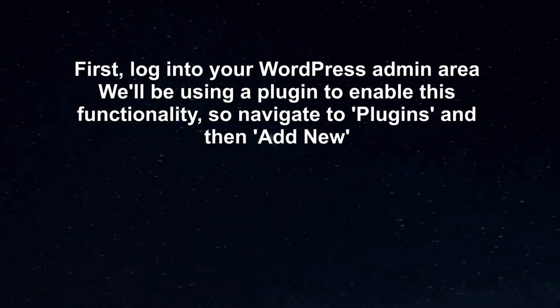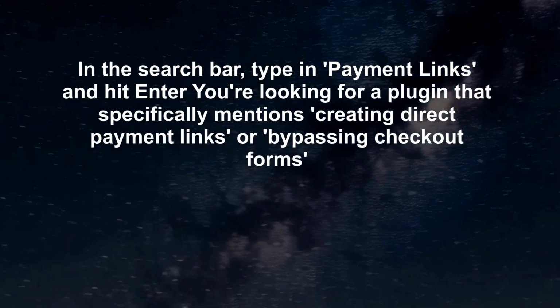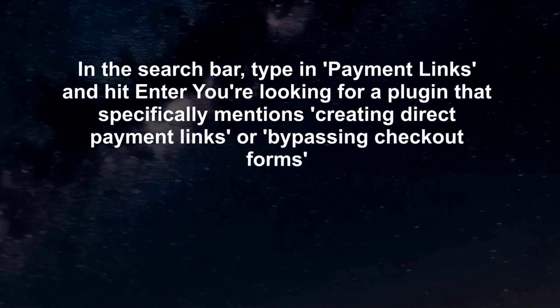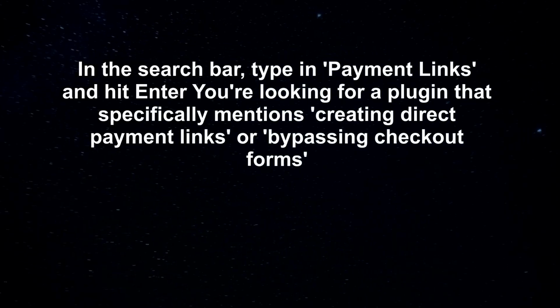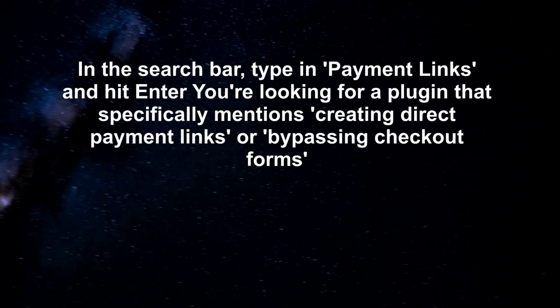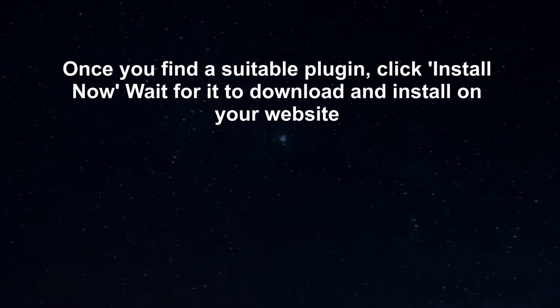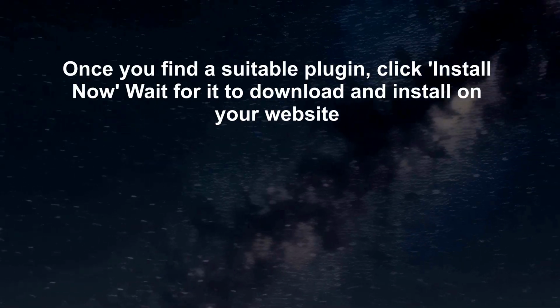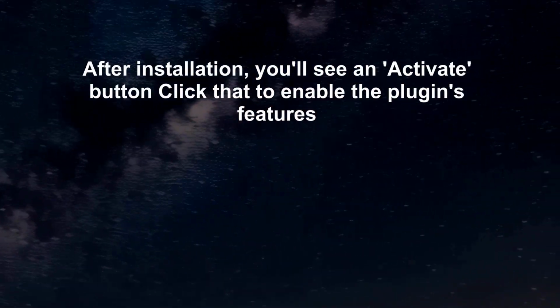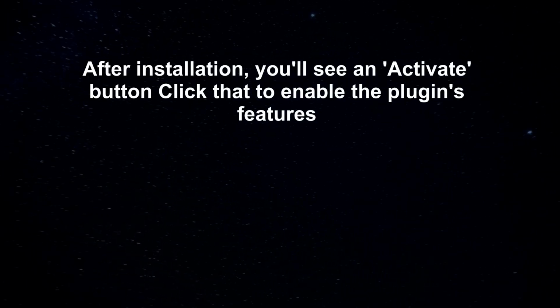So navigate to Plugins and then Add New. In the search bar, type in payment links and hit enter. You're looking for a plugin that specifically mentions creating direct payment links or bypassing checkout forms. Once you find a suitable plugin, click Install Now. Wait for it to download and install on your website. After installation, you'll see an Activate button. Click that to enable the plugin's features.